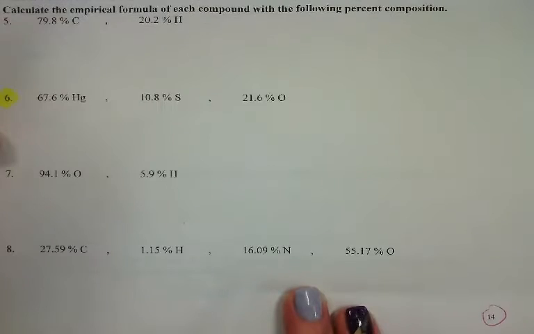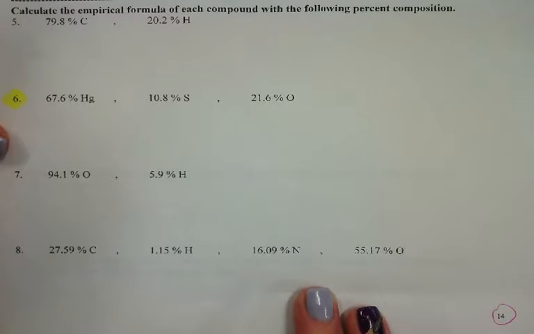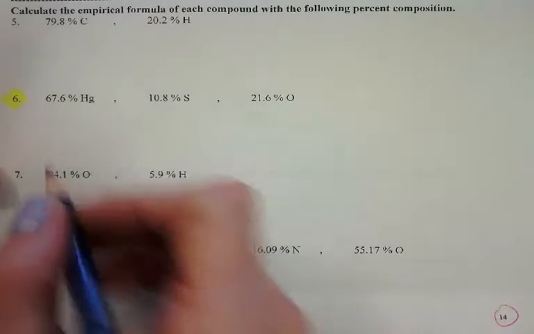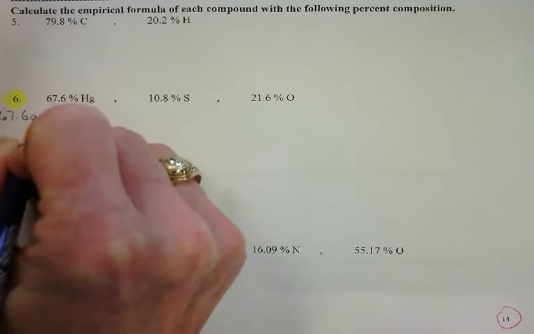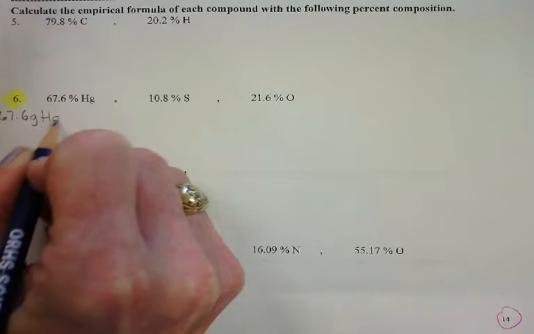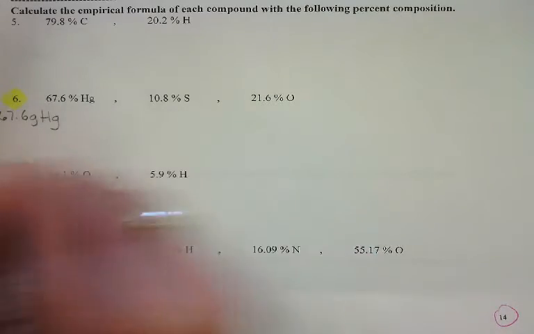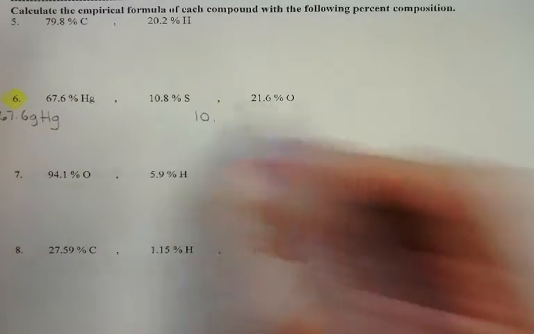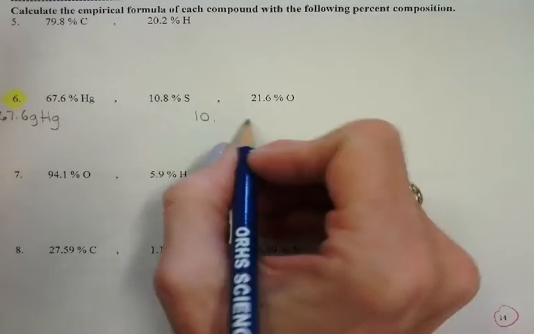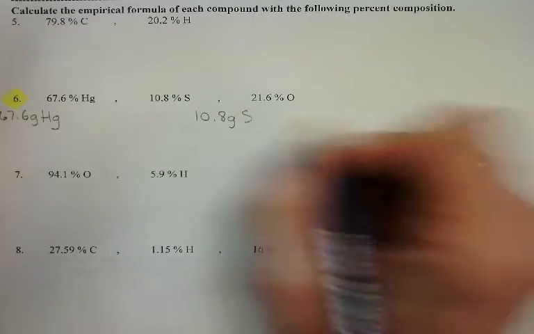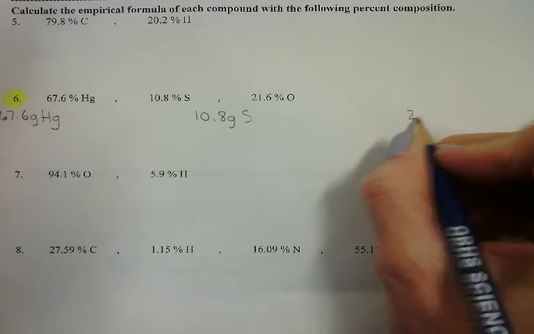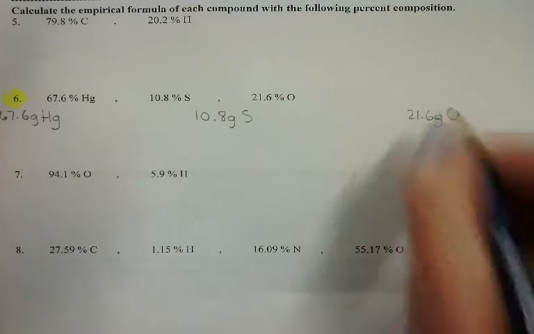Alright? So the next one we're going to do, it's not already in mass, so we have to go percent to mass. Percent to mass is just changing that percent sign to a G: 67.6 grams of mercury. And percent to mass for sulfur is going to be 10.8 grams of sulfur. And percent to mass for that one is 21.6 grams of oxygen.